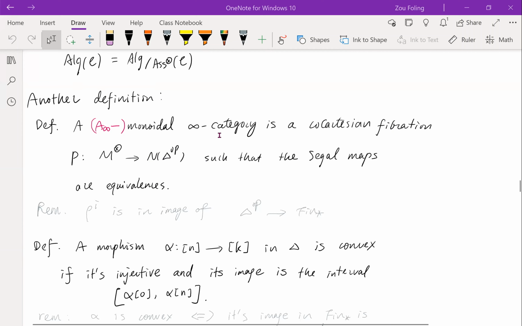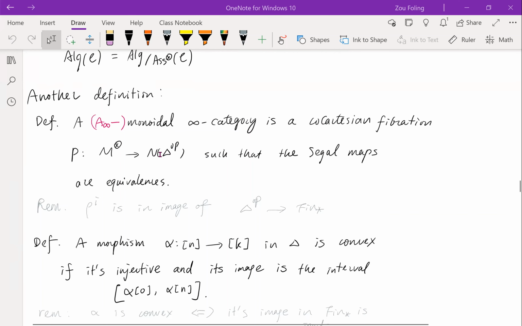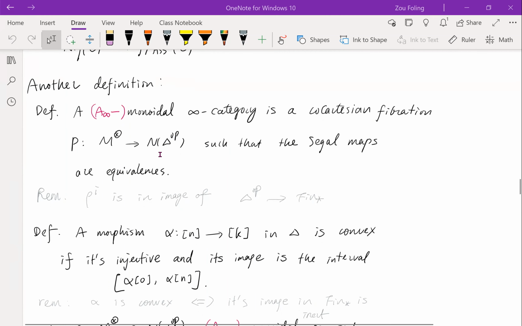And this looks very similar to the definition of symmetric monoidal infinity category. You have the co-Cartesian condition and the Segal condition. It just looks the same, but it's not a special case, because the nerve of delta op is not an infinity operad. This is the answer to one of the homework questions.